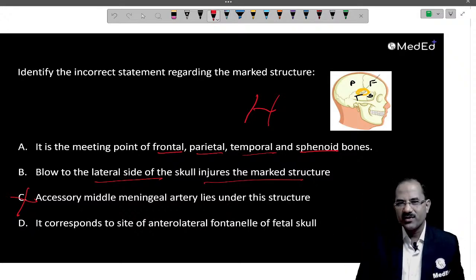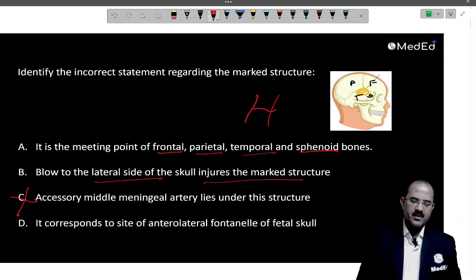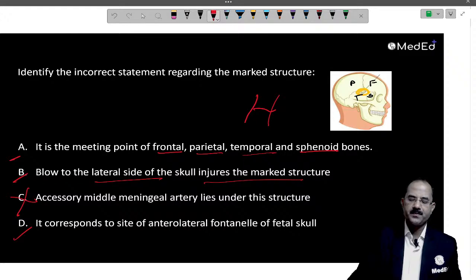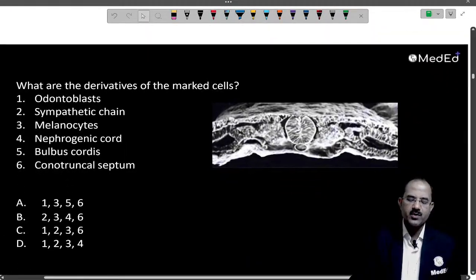I hope you're able to follow this. So this is correct, this is correct, this is correct. The incorrect statement is C: accessory meningeal artery lies under the structure. Perfect. Very good. Let us go to the next MCQ.